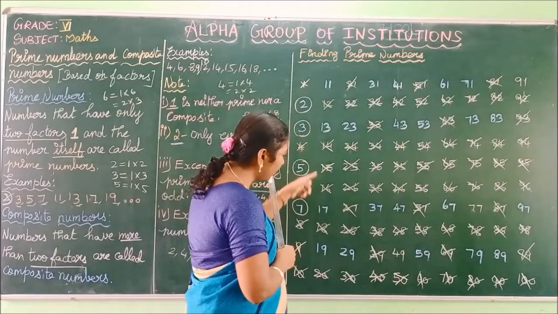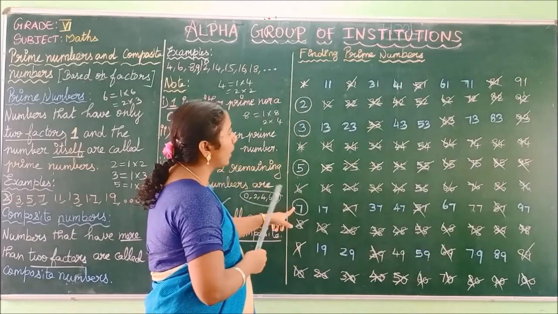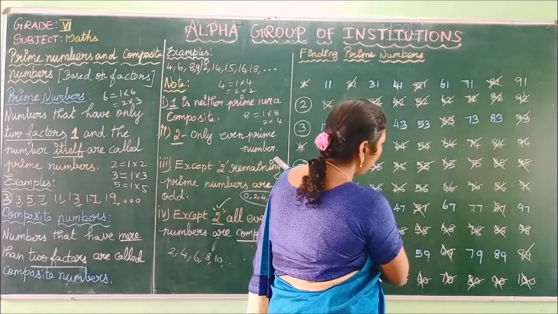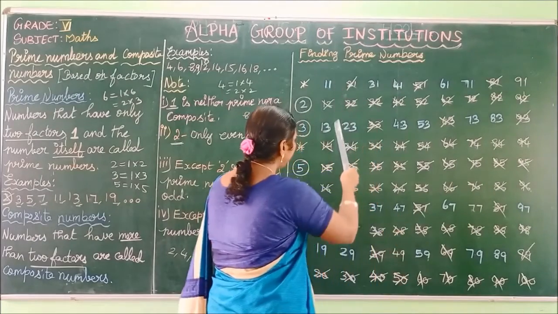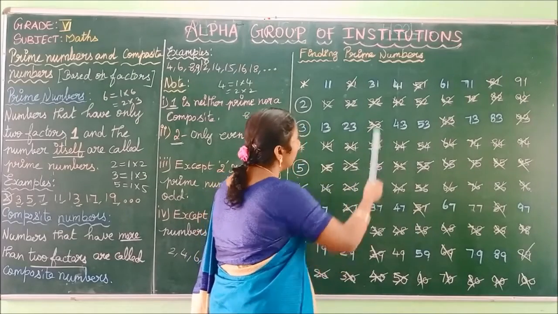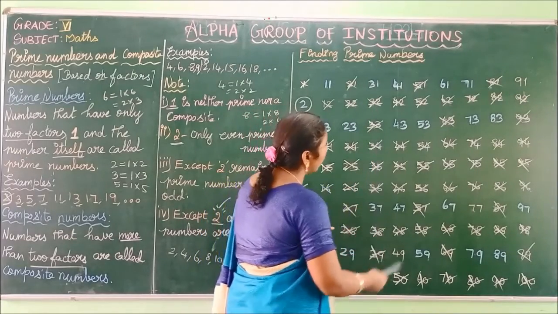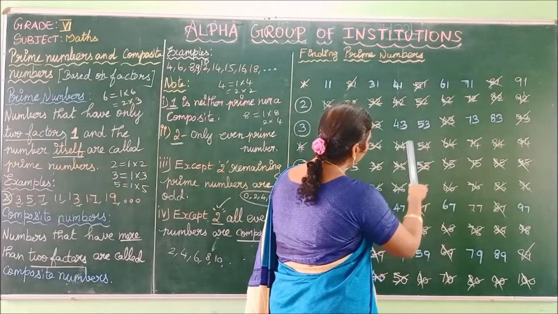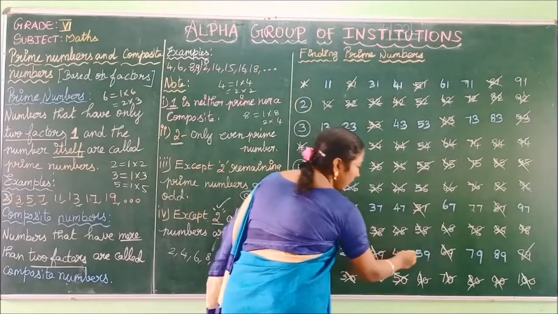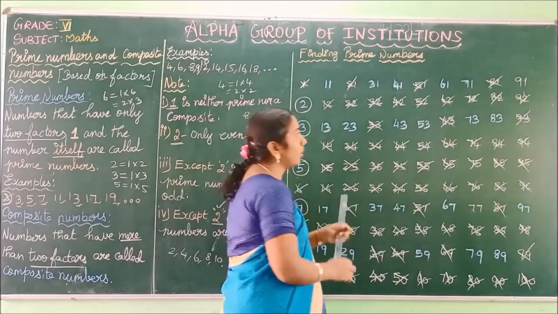See, all the multiples of 7 are crossed out, I think. Thus we have cancelled all the numbers. See, let us check. Here no multiples of 7. Here we have no multiples of 7. Here 43, 47, 49. See here, this is a multiple of 7. So you have to cross it out.